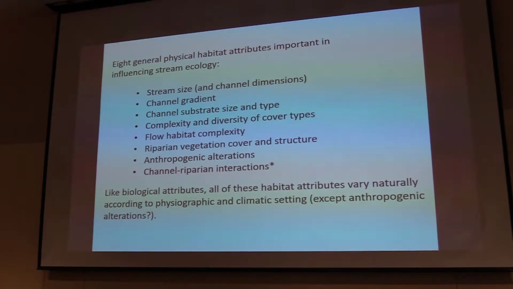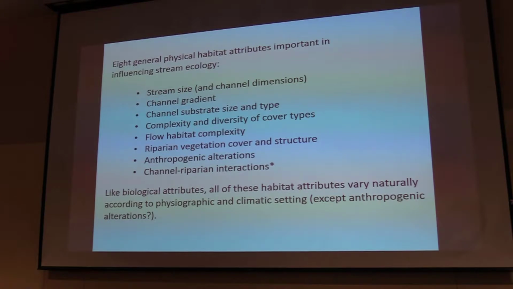We could do a whole session on just that topic and probably not do it justice. So it's really beyond the scope of this talk. It's beyond the scope probably of what we even measure in the field with our protocols. So I added it to the list just for the sake of completeness, but I won't actually say more about it this afternoon. Like biological attributes, all of these habitat attributes vary naturally according to the physiographic and climatic setting of a stream, except perhaps for anthropogenic disturbance, unless it's in the sense that humans tend to alter certain portions of the landscape and not others.